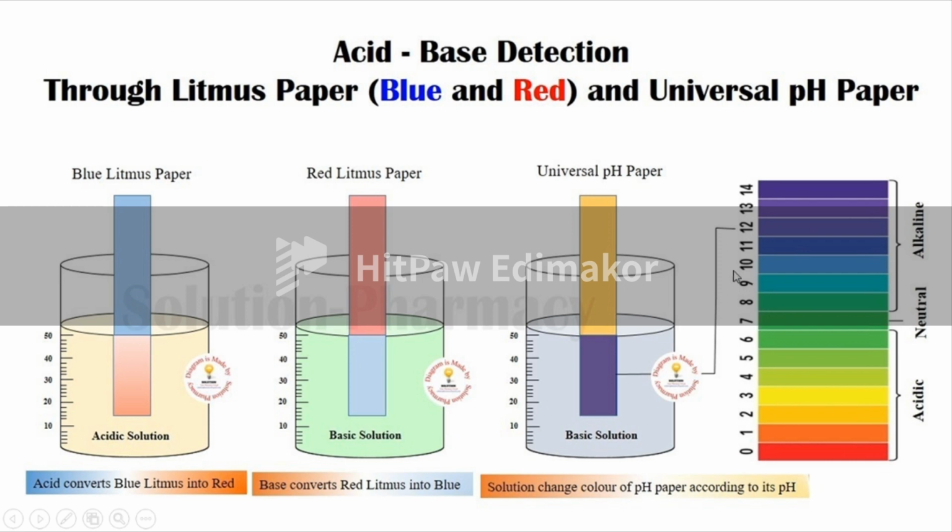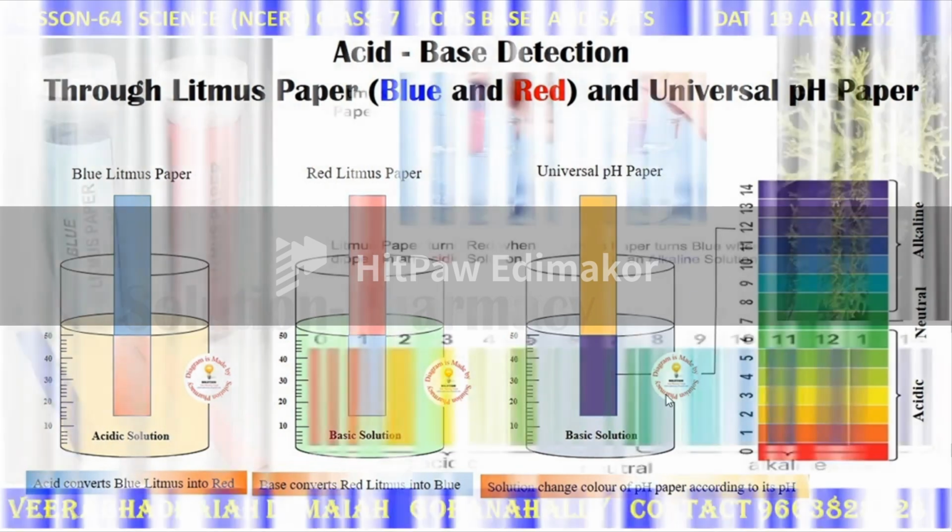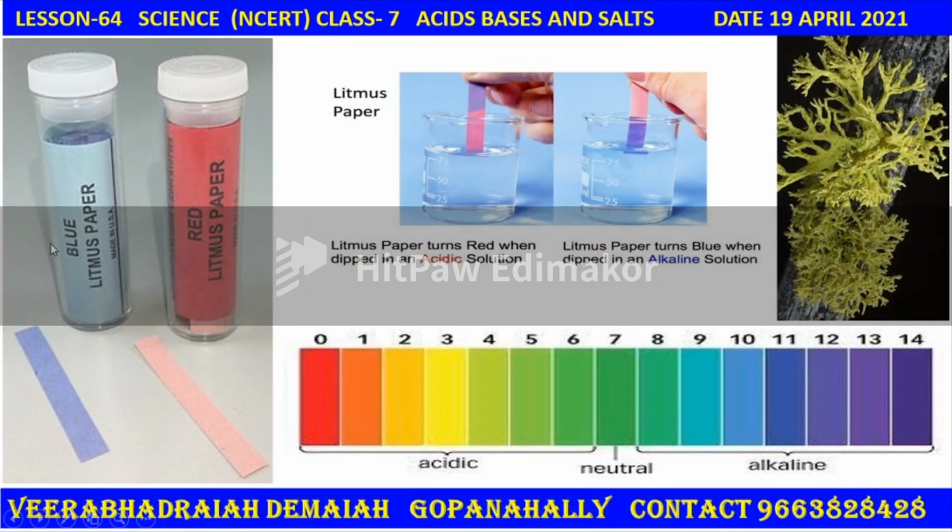These are the color indicators. This is blue litmus paper, red litmus paper. This is universal pH paper, which is used universally throughout the world. These are the types of pH papers: universal pH paper, red litmus paper, blue litmus paper. These are the color indications. It's always stored in particular vials.